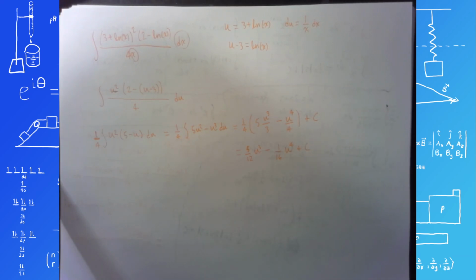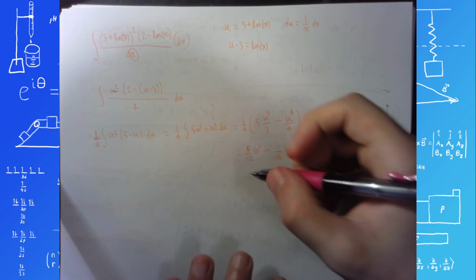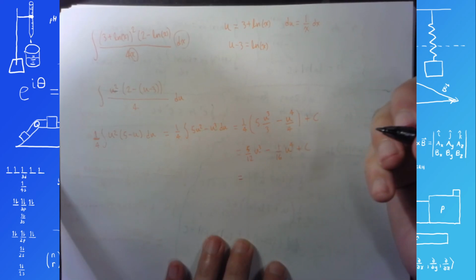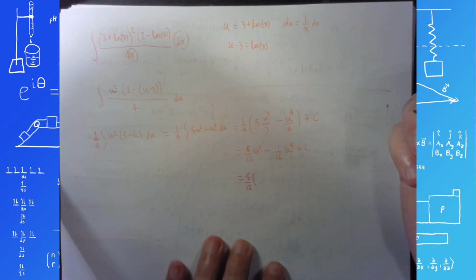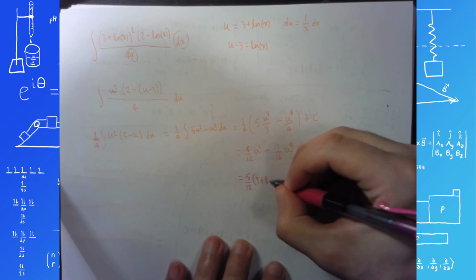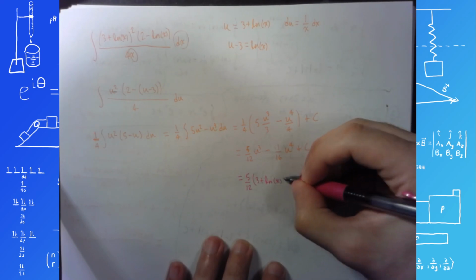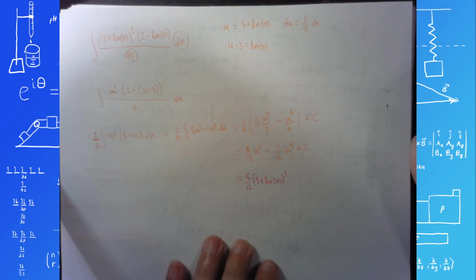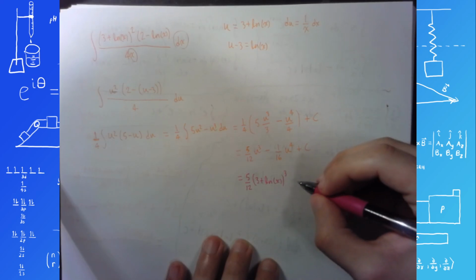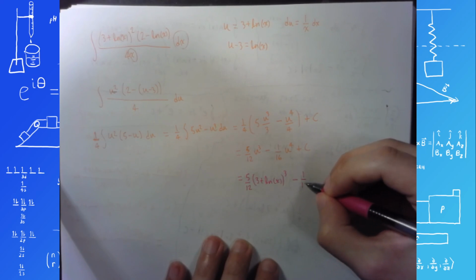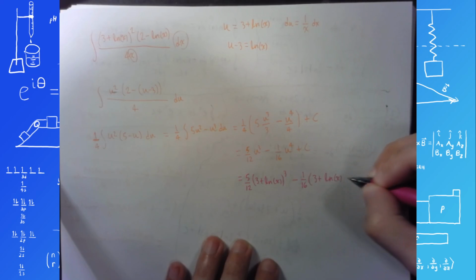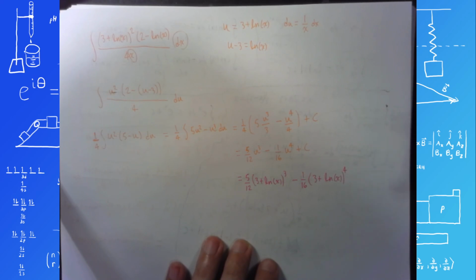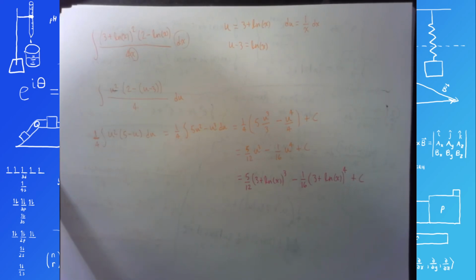And finally, five twelfths. U cubed is (3 plus natural log of x) cubed, minus 1/16 (3 plus natural log of x) to the 4th plus a constant. Okay, and there we go.